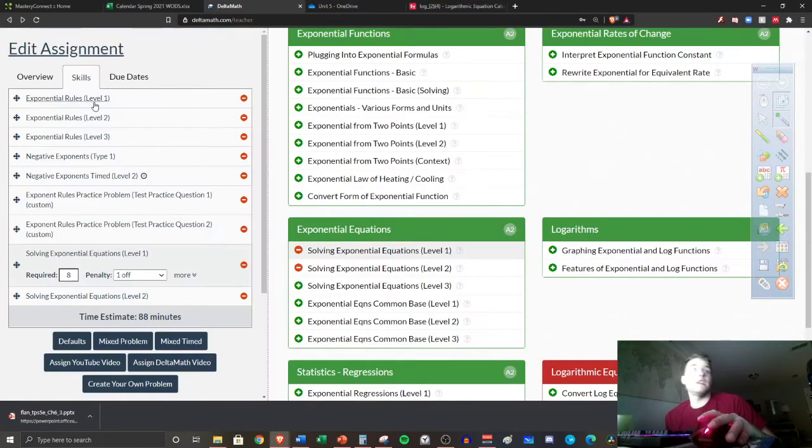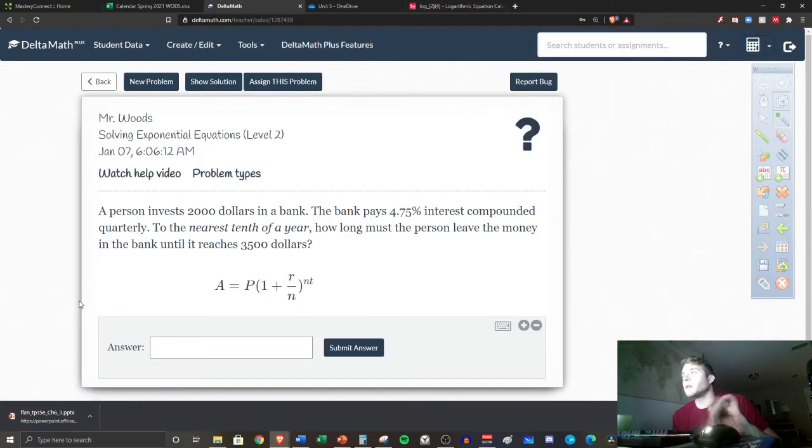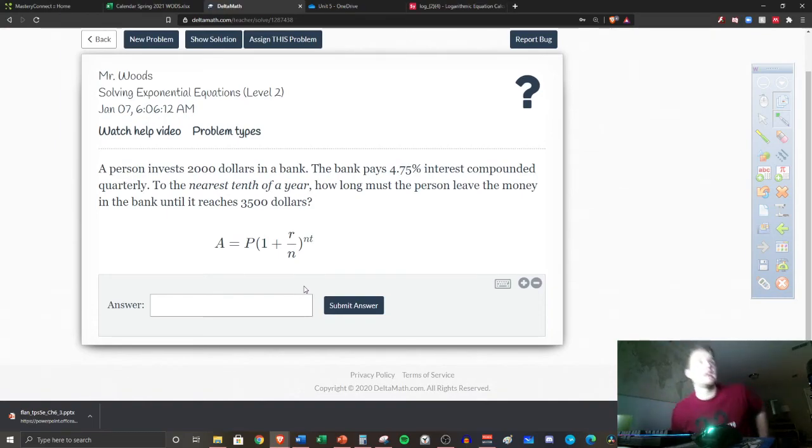Okay, so there's that. Let's look at one more question type and then we're going to be done. This is the level 2. So here we have the examples. We finished up last semester talking about this idea of compound interest, right? So we have our compound interest formula, which you'll get on the next test as well, where it says a person invests $2,000 in a bank. The bank pays 4.75% interest compounded quarterly. To the nearest tenth of a year, how long must the person leave the money in the bank till it reaches $3,500?